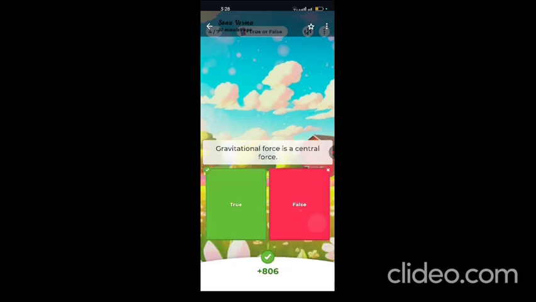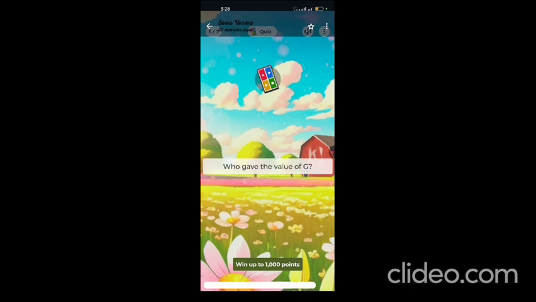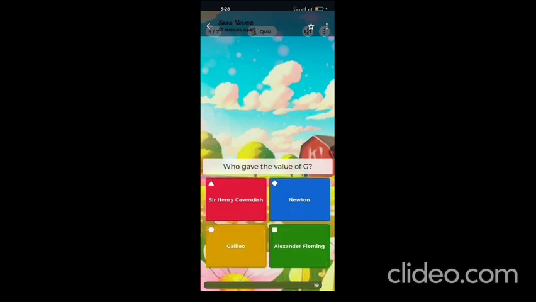Let's move further. Who gave the value of capital G? The options are Sir Henry Cavendish, Newton, Galileo, Alexander Fleming. The answer is Sir Henry Cavendish.